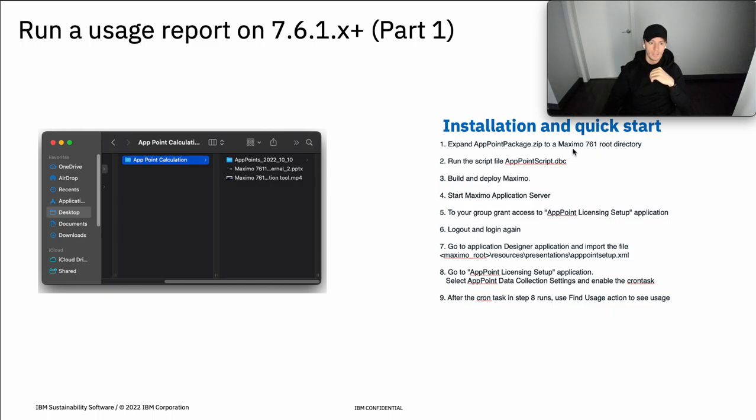Here we'll go ahead and expand the file, and everyone, I'll put a link in the description so you have access to this as well. You'll expand the zip file, put it in the root directory, run the script, redeploy Maximo, and once you're in the Maximo environment as an admin, you can grant yourself access to the App Point Licensing Setup. You're pretty much good to go. You can go in and begin to work with the App Point Licensing Setup, setting up that cron task to run.